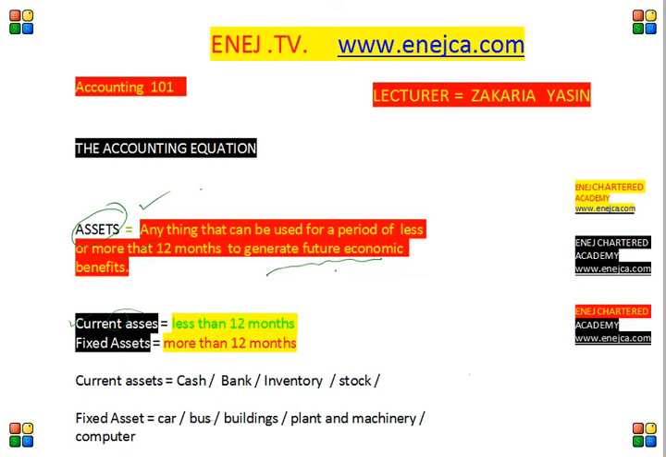Okay, so these assets are divided in two ways. One is the current asset and another one is the fixed asset. The current assets are those assets which will be used by the business for a period of less than 12 months. Fixed assets are the assets which will be used by the business for a period of more than 12 months.